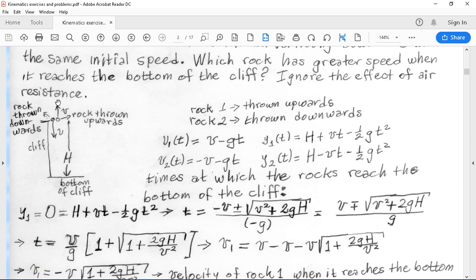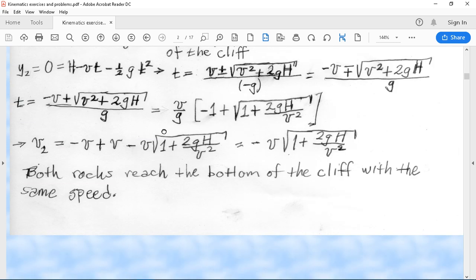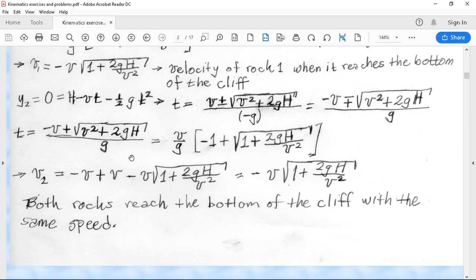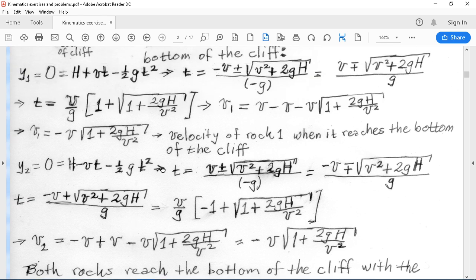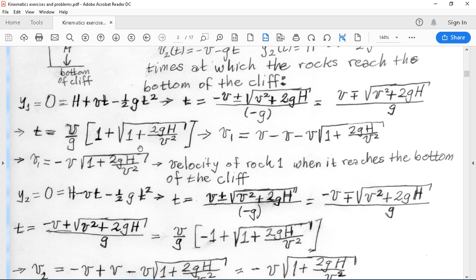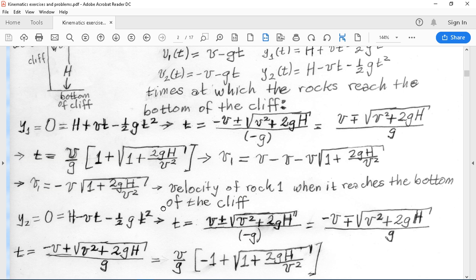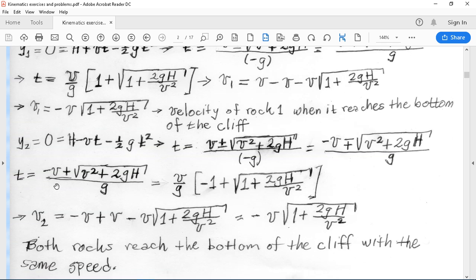So, no matter if this is thrown upwards or this is thrown downwards, the two rocks end up reaching the bottom of the cliff with the same velocity. Now, the two times, of course, are different. This time, for the rock that was thrown upwards, is greater, as it was thrown upwards. It is greater than the time for the rock that was thrown downwards.